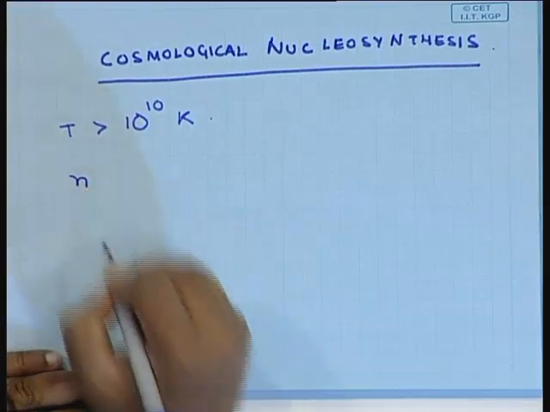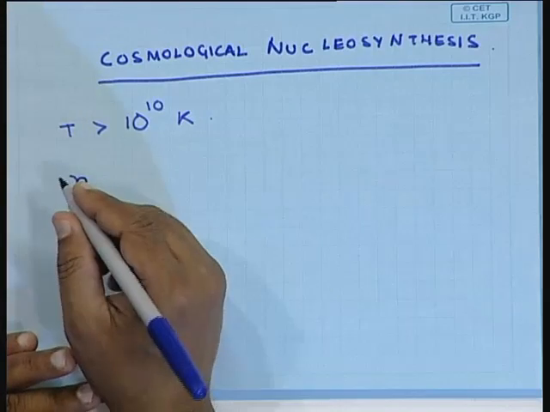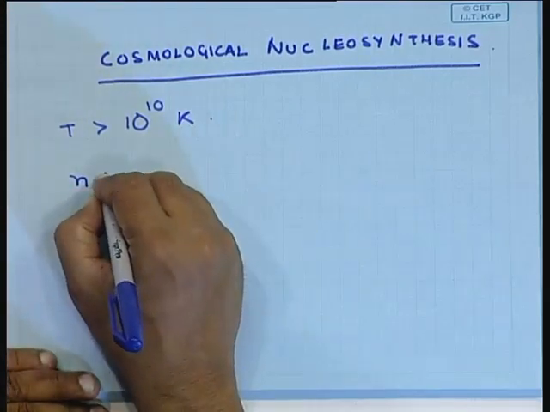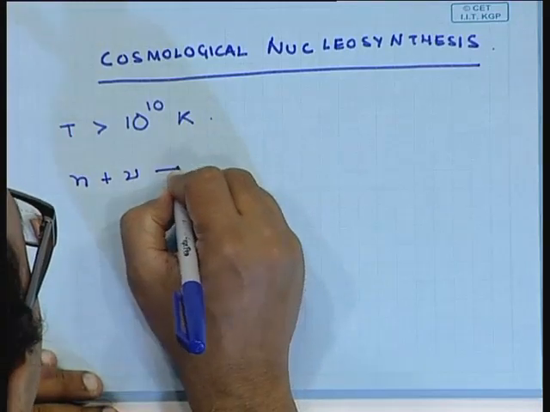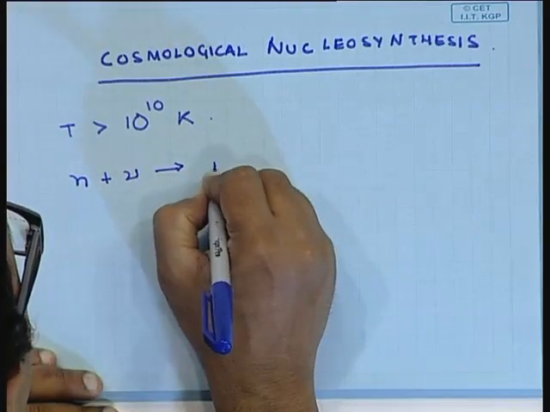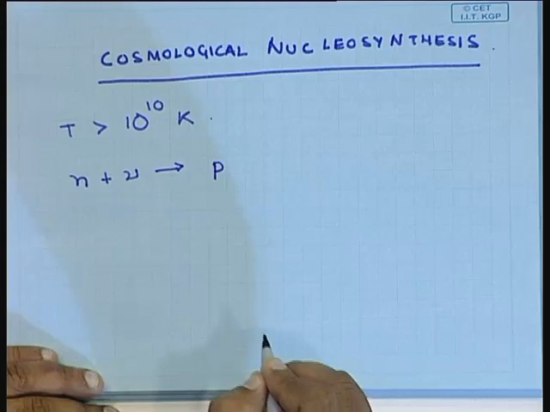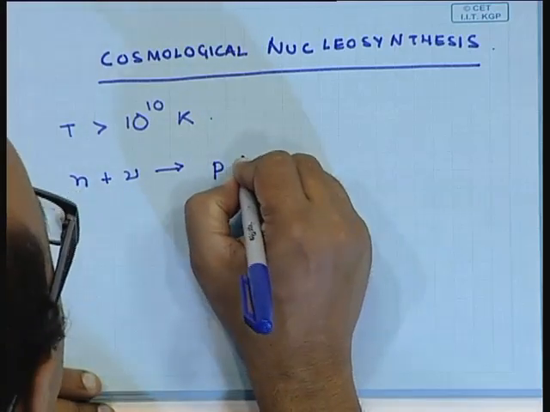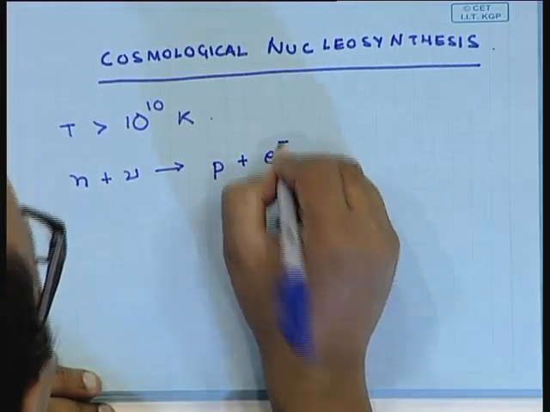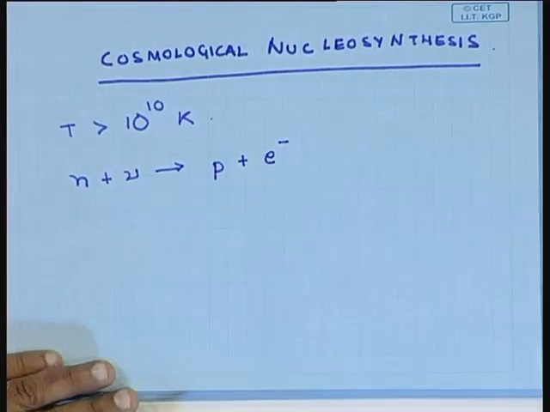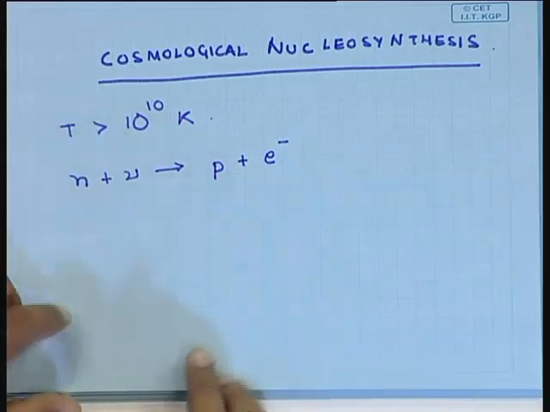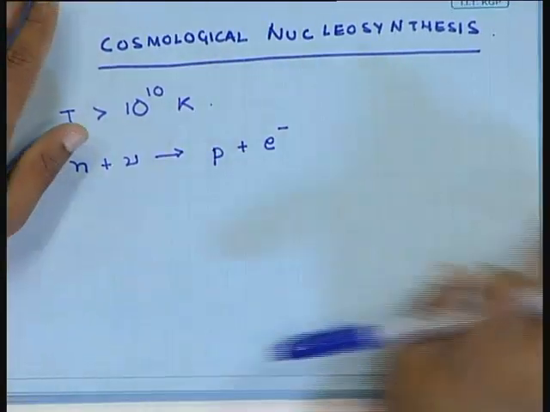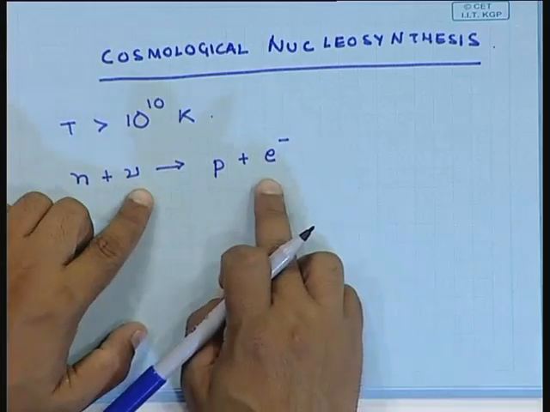There is a reaction where the neutron can capture a neutrino and become a proton plus an electron. The baryon number is conserved, there is one baryon here, one baryon here. The lepton number is also conserved, there is a neutrino here and there is an electron here.